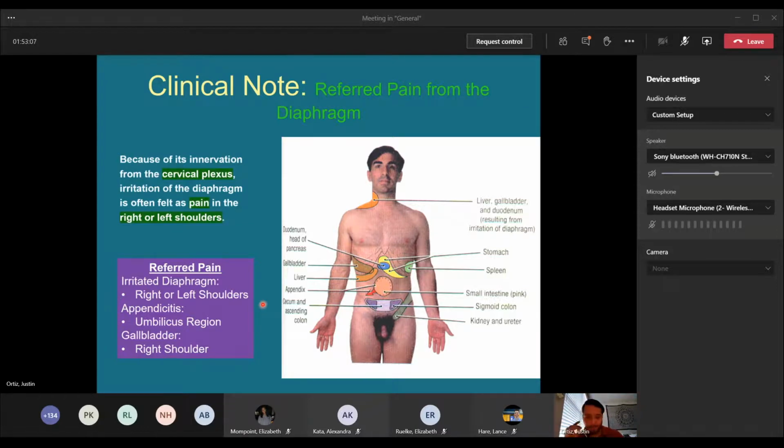Is radiating pain a form of referred pain? I'm not too sure. I think so. I'll have to double check that for you though.